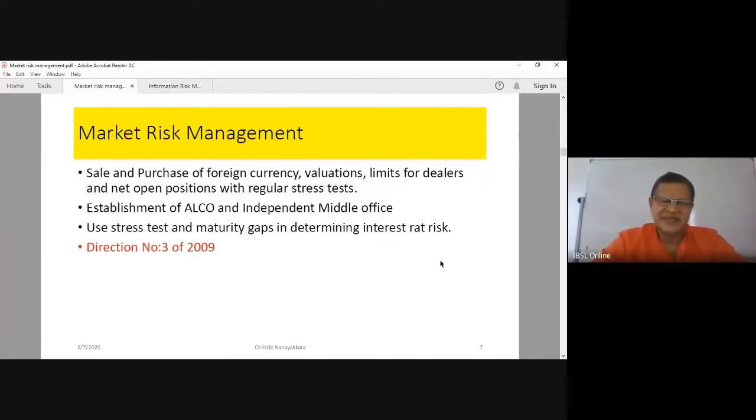In market risk analysis also, we use stress tests and maturity gaps in determining the interest rate risk. Then central bank direction for all this in market risk management comes in the form of direction number 3 of 2009. You remember I shared a document with all the directions before 2013. If you go to direction number 3 in 2009, you will find it. It is related to market risk.